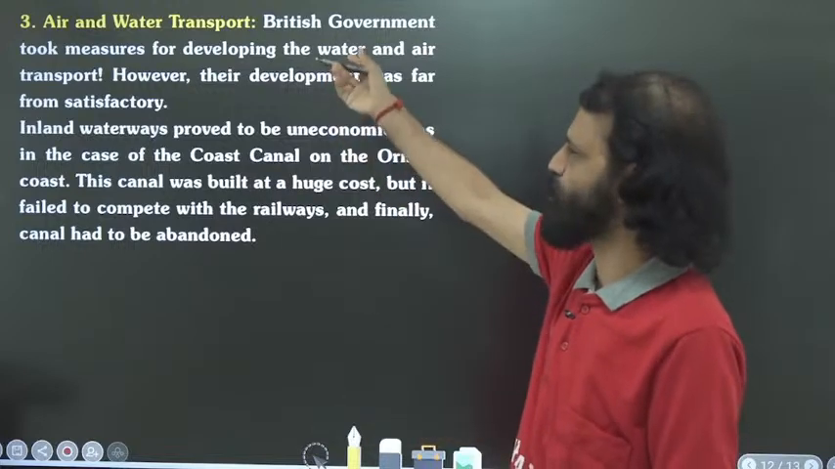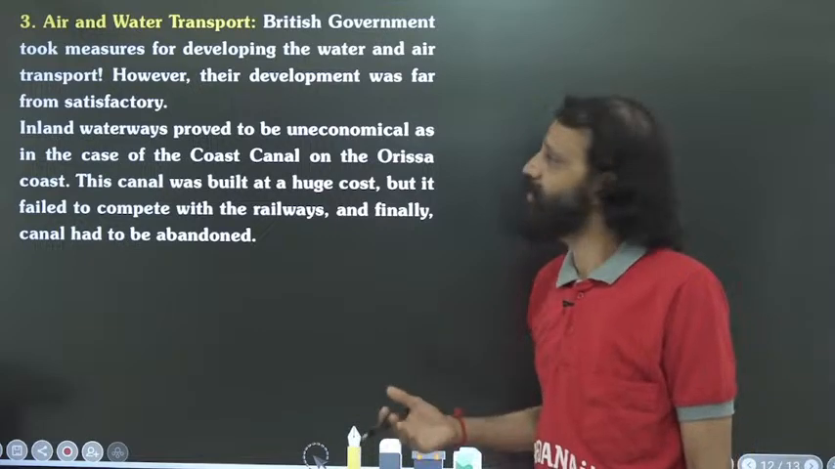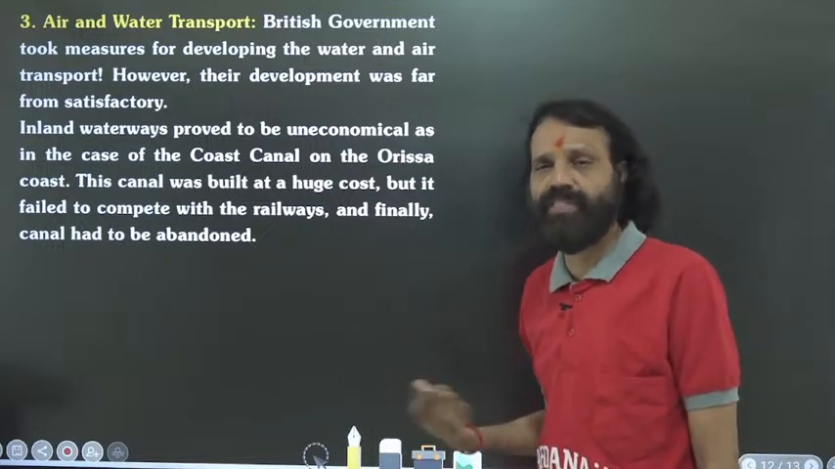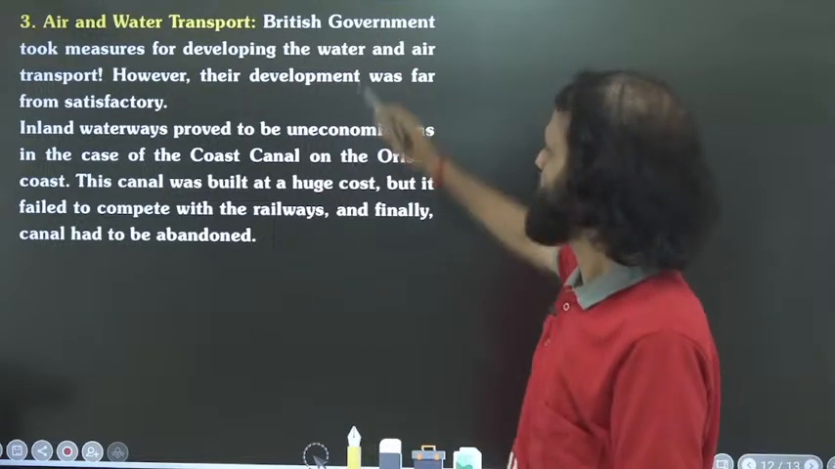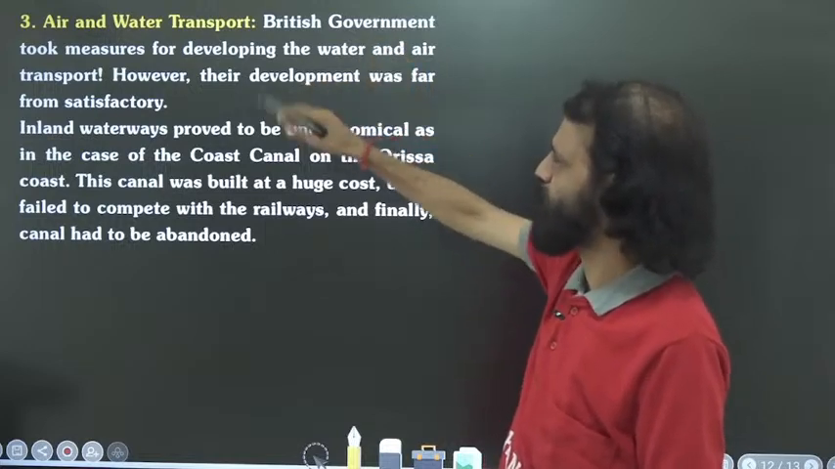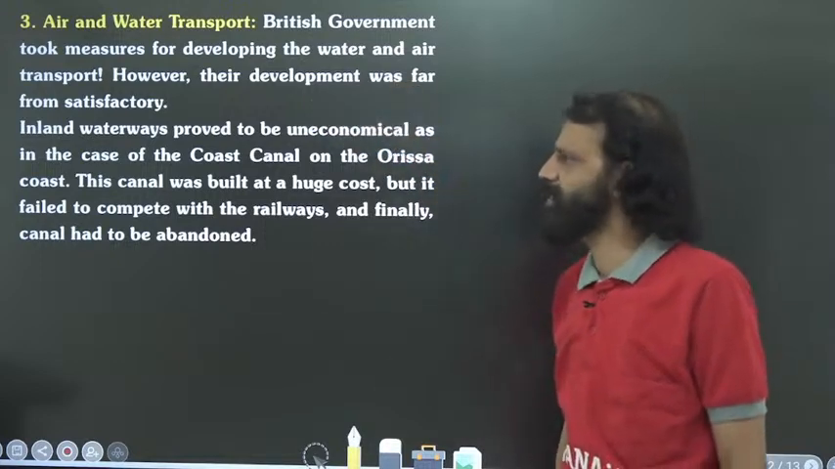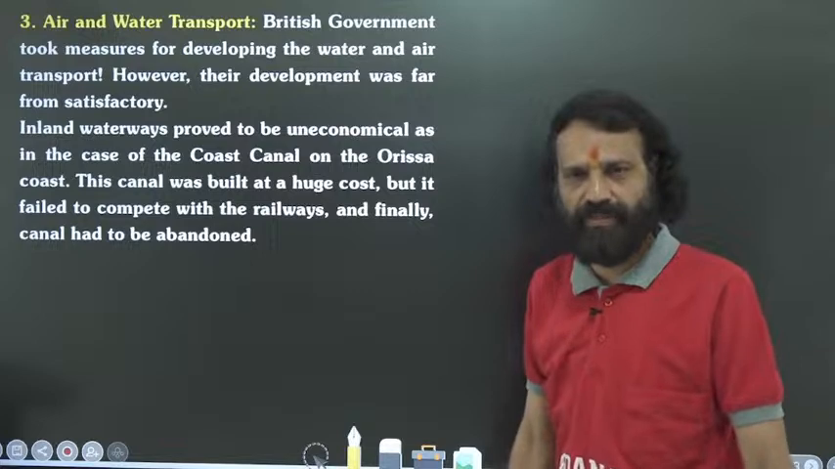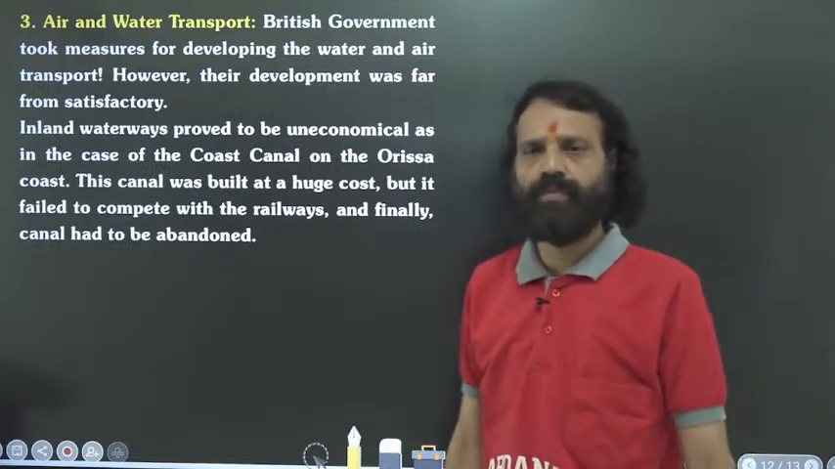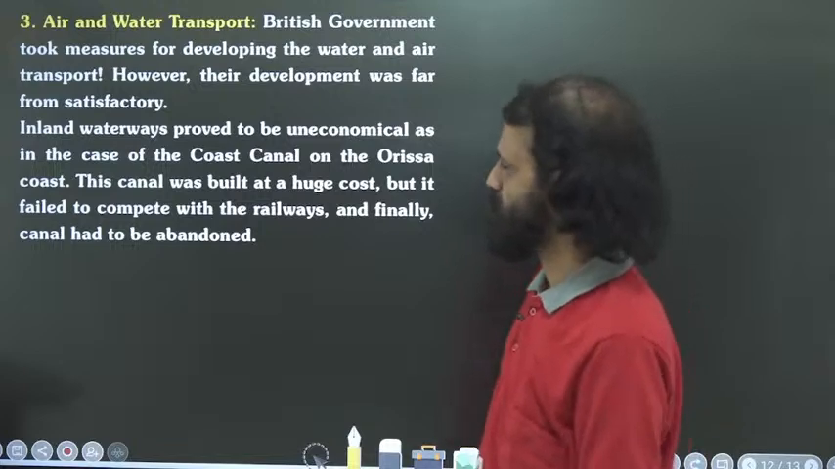Air and water transport development. Air and water transport means what? Airways, and water transport means boat service, etc. The British government took measures for developing water and air transport. However, their development was far from satisfactory. So it was not a satisfactory one. They didn't perform it very well. They could not do it well.